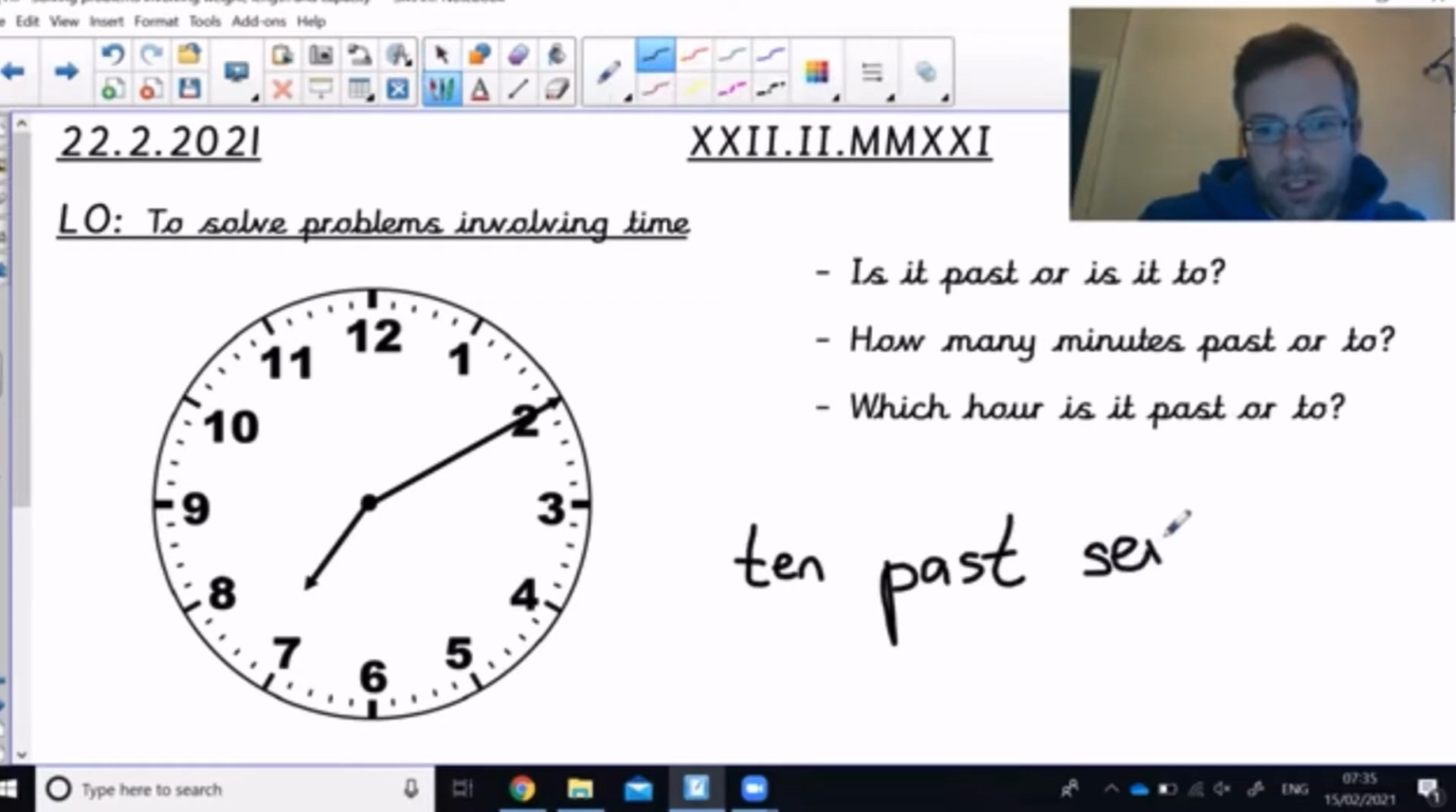Let me just run through those steps real quick. So is it past or to? Well, the minute hand's on this side, so it's a past. How many minutes past? We count round in fives. 5, 10. So it's 10 past. And then which hour has it just gone past? It's just gone past 7.